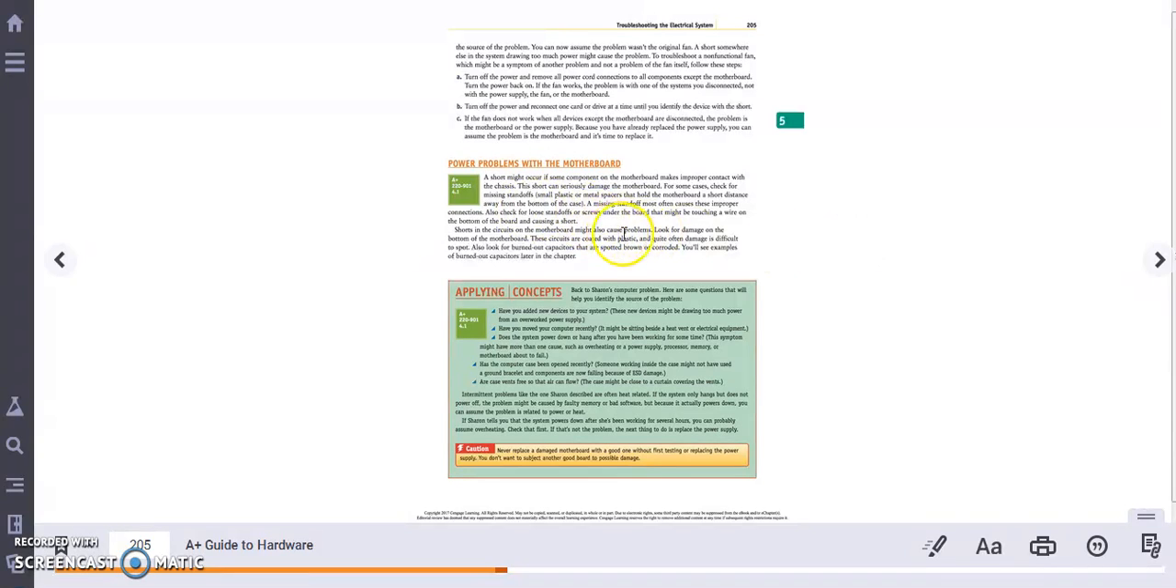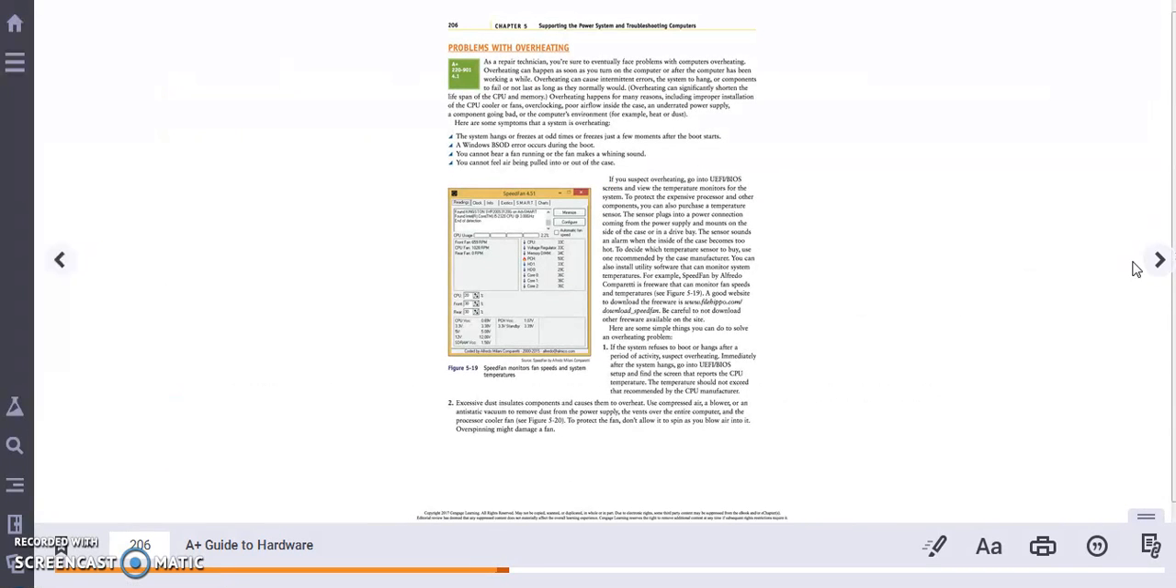Power problems with the motherboard. Again, this could be something that's over many people's heads, so that's why I like to have things under warranty. Problems with overheating, definitely a big concern. Heat, as I say, is one of the more difficult problems to deal with in a computer system. So, things like making sure there's enough ventilation, don't put your electronics in front of a window or directly in the sun, things like that.